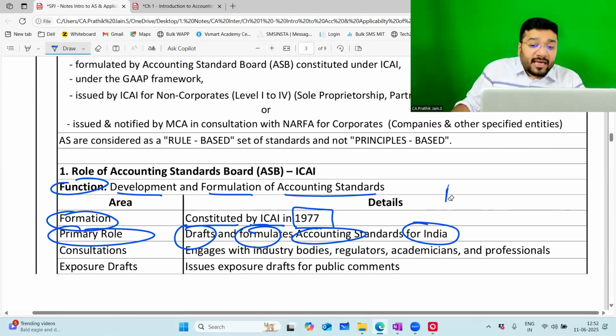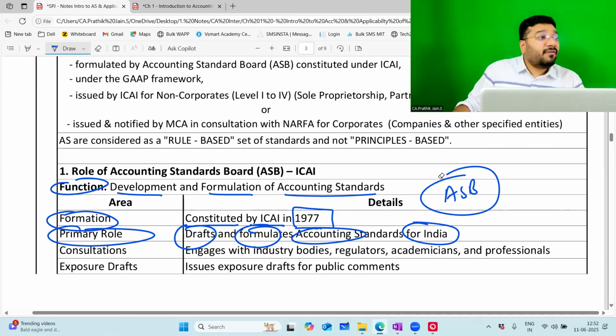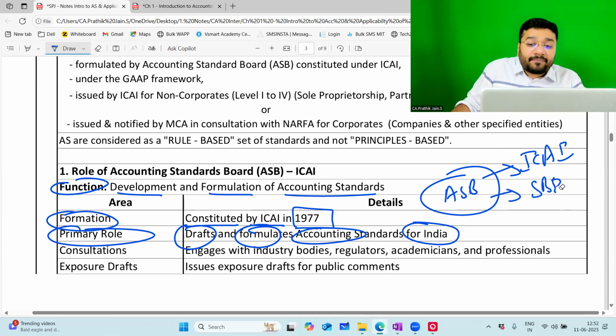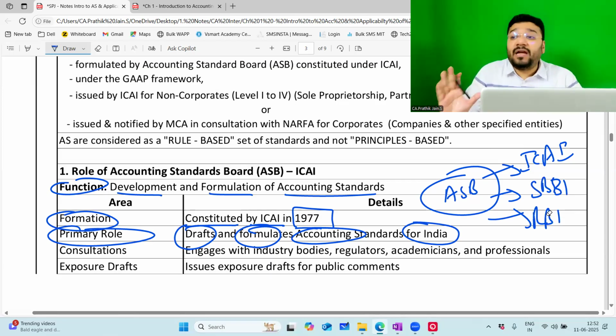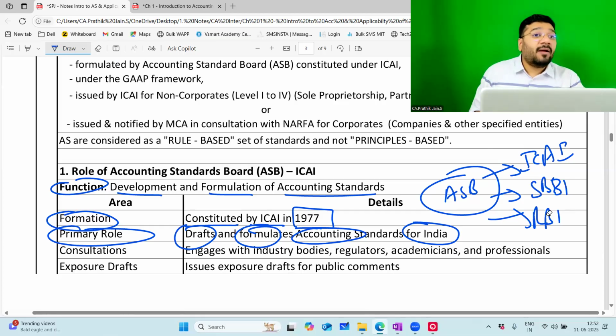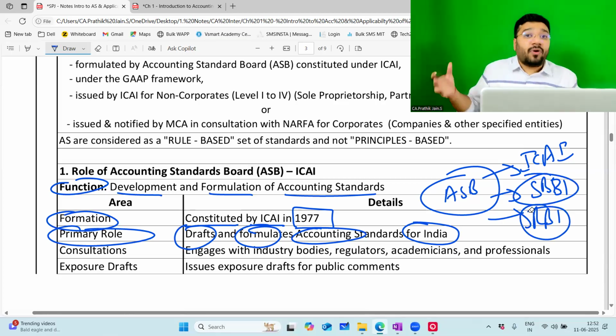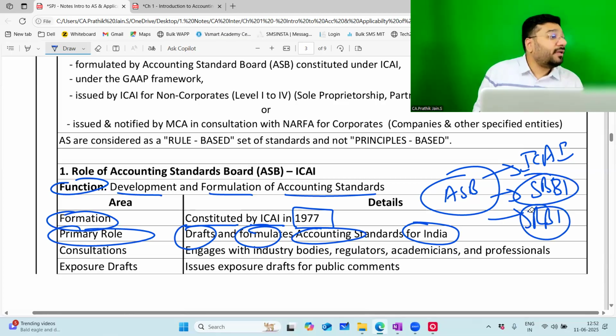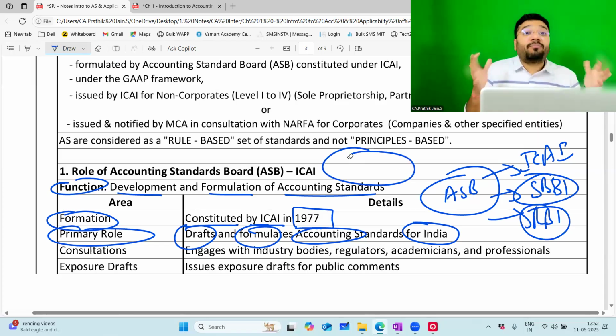In the ASB, that is the Accounting Standards Board, we have a lot of members. We have members from the ICAI council. We have members from SEBI. We have members from RBI. We have members from IRDA. Means different members from different institutional bodies. Some members from SEBI, some people from RBI, all of them become members of ASB, which means the ASB comprises a lot of professional people coming from different professional bodies.